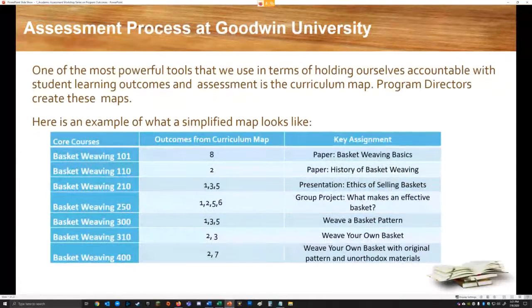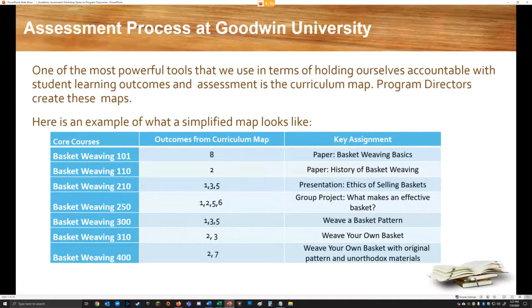So one of the most powerful tools that we use in terms of holding ourselves accountable with student learning outcomes and assessment is the curriculum map. Program directors create these maps, and essentially they look at the course and the major assignment in the course. They mark which program outcomes from the academic catalog are taught or discussed in which courses. Here on the slide, you can see an example of what a simplified map looks like.